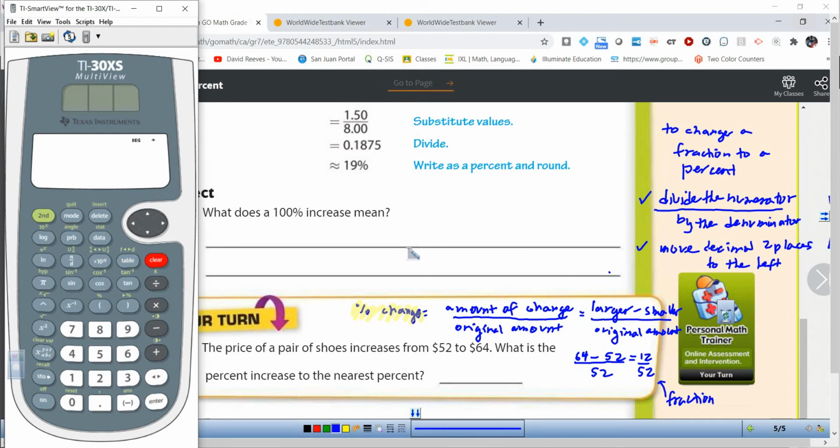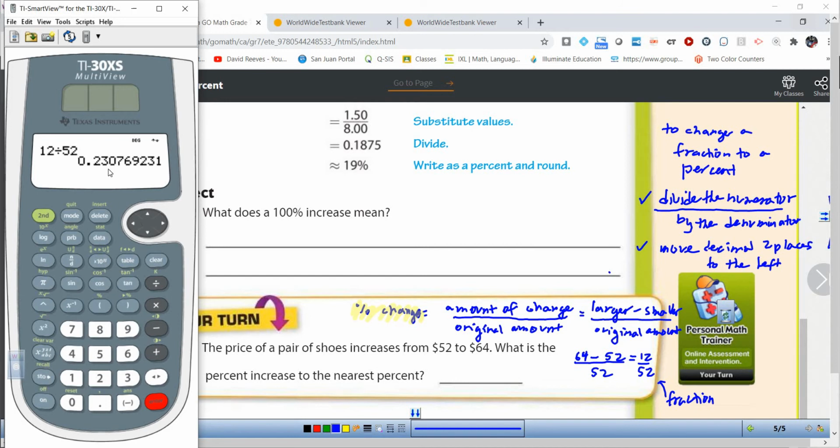I strongly recommend you use a calculator. Otherwise, you're going to be spending a long time doing computations. All right, so 12 was the amount of change. And I'm going to divide that by 52, which was my original amount. And what do I get? I get 0.230769231. All right, now it says to the nearest percent, okay?